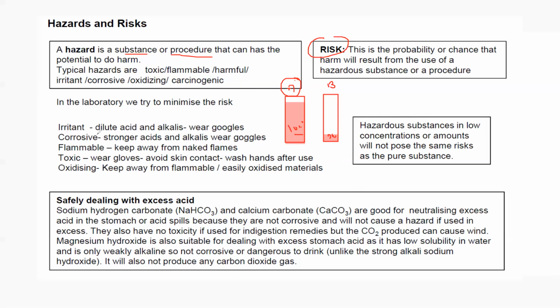And you have to learn the symbols for each. Like if something is an irritant, what should be the symbol? Corrosive, flammable, toxic, and oxidizing agent. So you have to learn the symbol for each of these hazards.